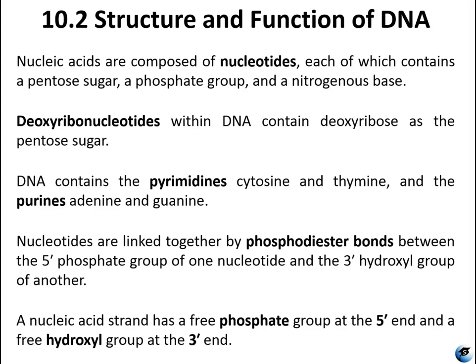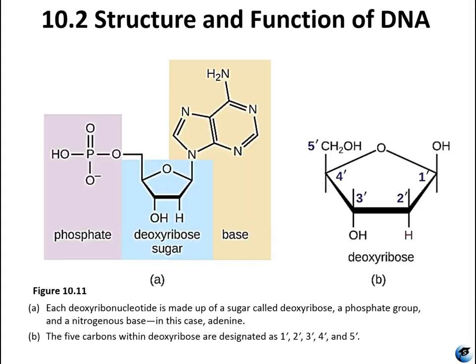Let's look at figure 10.11. This is showing the structure of a deoxyribonucleotide. Here, this is the phosphate group. Notice that it does have a negative charge on it. This is the sugar, and this is the nitrogenous base. This right here is what we're talking about when we're talking about the pyrimidines and the purines. So this base here is either going to be adenine, thymine, cytosine, or guanine.